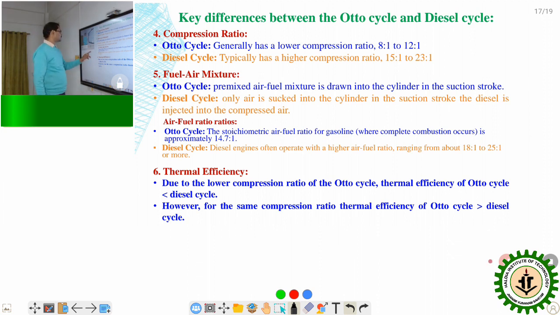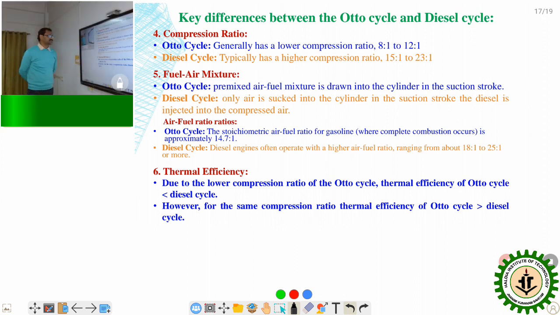In the next, air fuel ratio. Now go to the data. In case of Otto cycle, what is the stoichiometric air fuel ratio? When complete combustion occurs, what will be the ratio with respect to the chemical reaction? That is called the stoichiometric ratio. That is 14.7:1 in case of Otto cycle. But in case of diesel cycle, it will vary from 18:1 to 25:1.